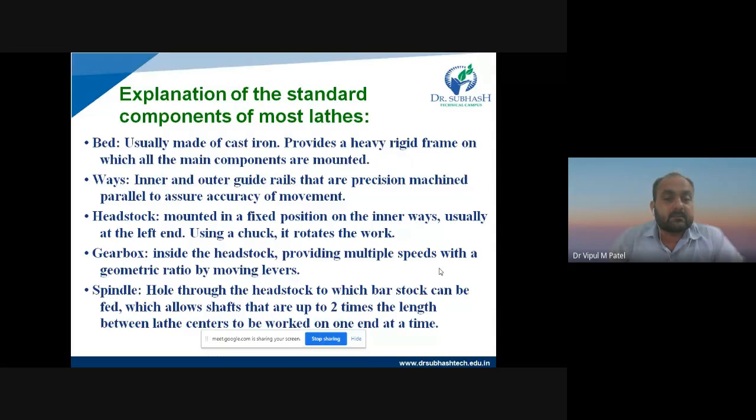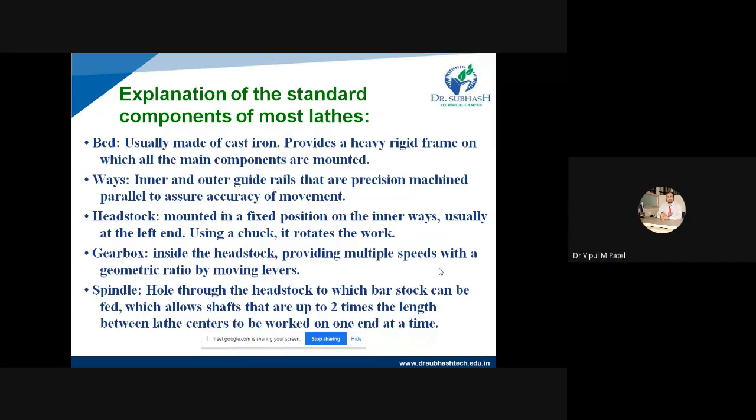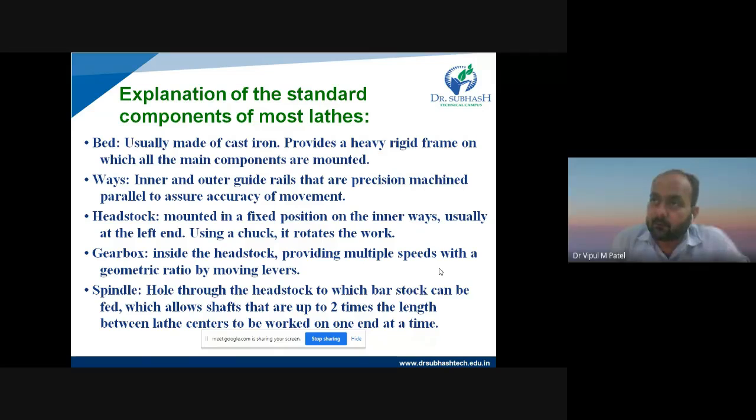Now the headstock assembly that we have seen first in the previous slide. So what is the importance of the headstock? Headstock is the heart of the lathe machine.